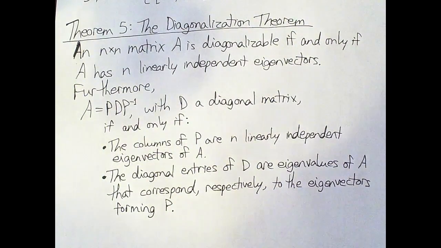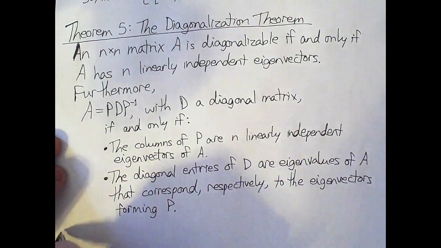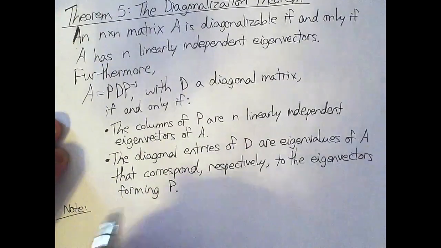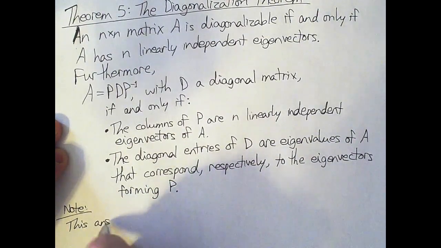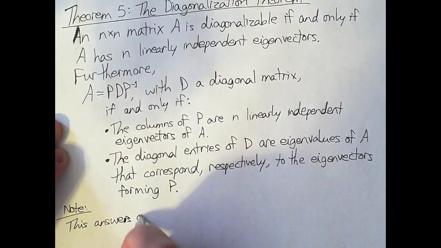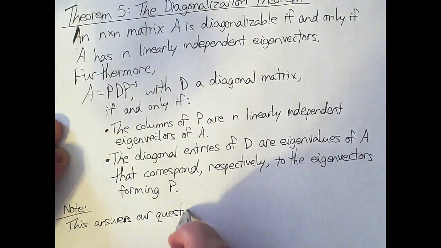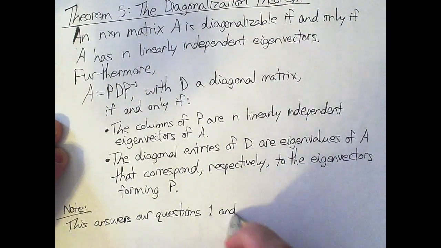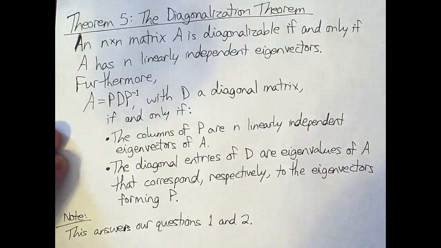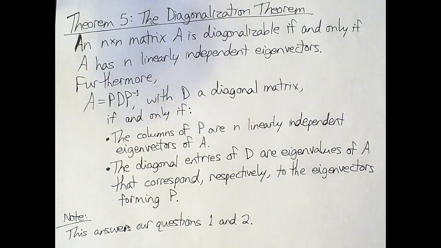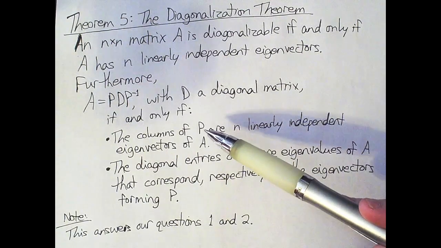So you remember earlier when I said that there were 3 big questions for this lesson? This theorem answers questions 1 and 2. Let's write that. Note, this answers our questions 1 and 2. Because question 1 was if we're given a matrix A, how do we know if it's diagonalizable? This answers that right at the beginning. And then question 2 was, okay, if it's diagonalizable, how do you find P and D? Well, this tells us. This is how you find P.